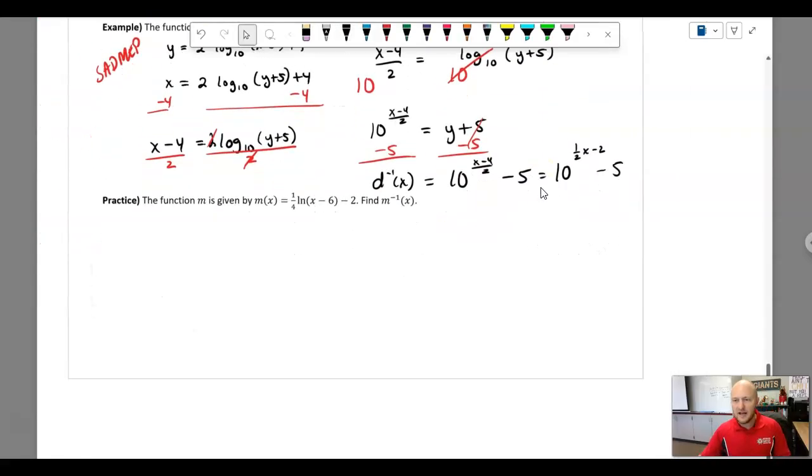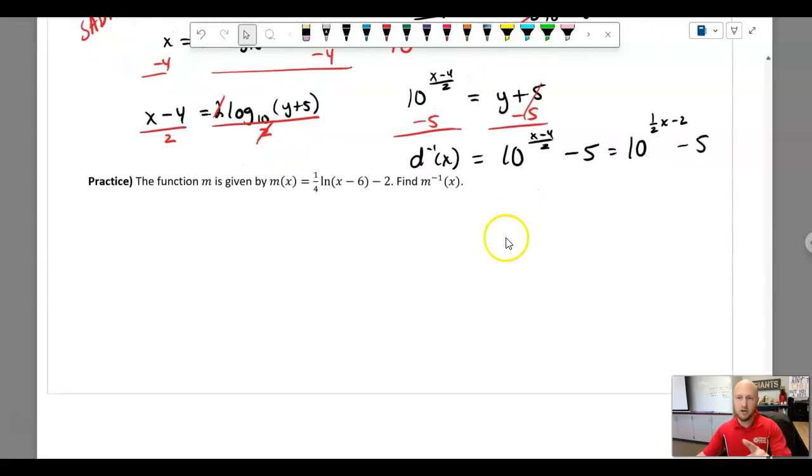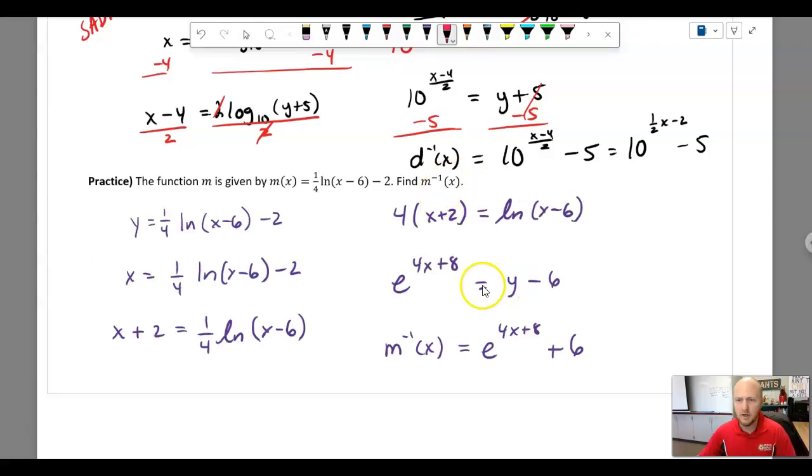Okay, last practice problem here. Go ahead, pause the video, find the inverse of this natural logarithm. Okay, you set the function equal to y, and then I'm going to switch x and y. So x is equal to 1/4 natural log of y minus 6, minus 2. And again, I'm going to undo addition and subtraction first. So we add 2 to both sides. Then we go ahead and I'm going to get rid of this 1/4. So I multiply both sides by 4, and that cancels.